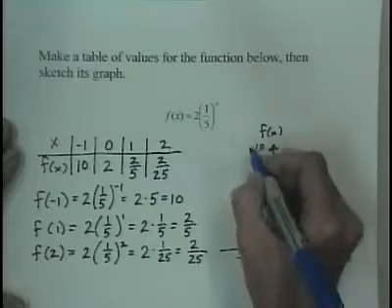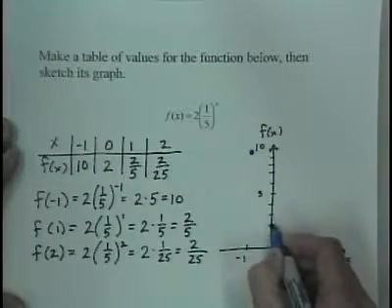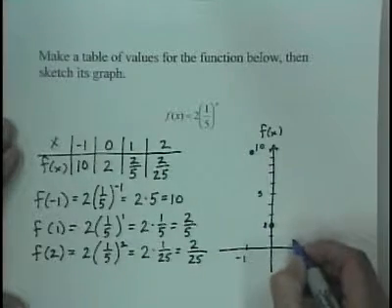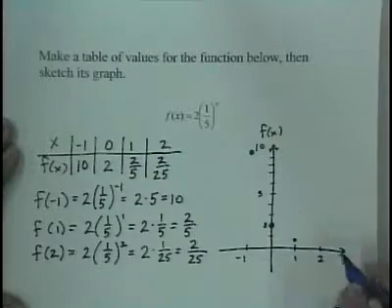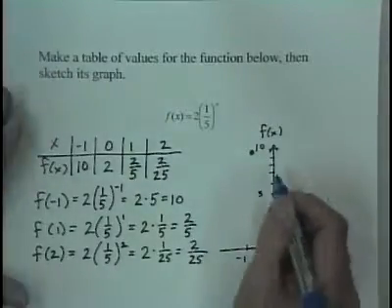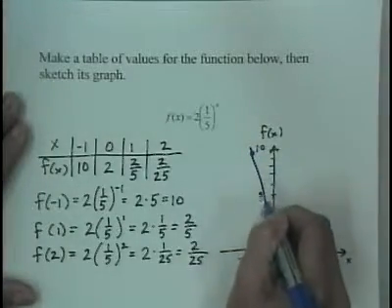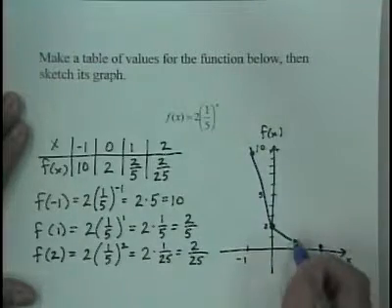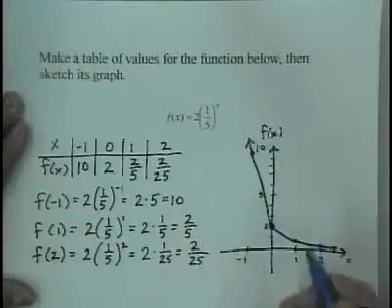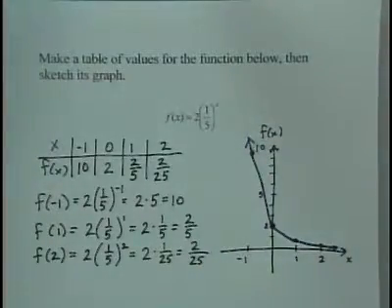I'll plot the point -1, 10, 0, 2, so let me label that as 2. 1 corresponds to 2/5, and 2 to 2/25, which is very close to the x-axis. And now through these points I want to draw a curve, a smooth curve if possible, and I have an approximate graph of the exponential function.